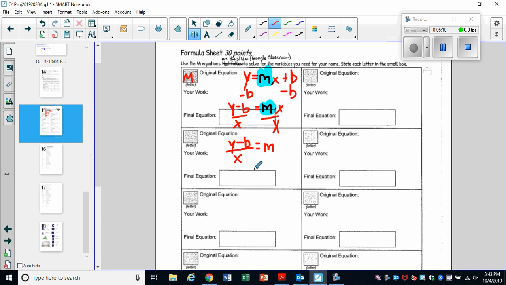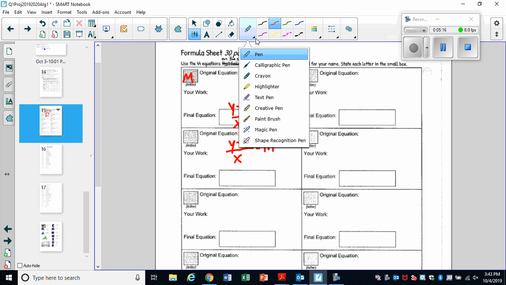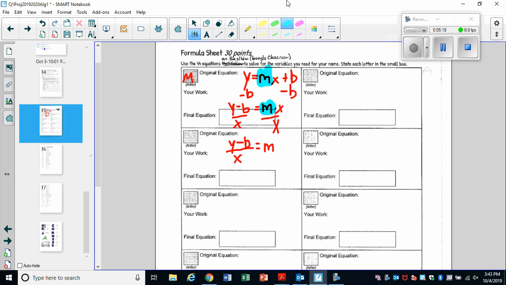Now again, you need to make sure your new variable m is isolated. In this case, you could have the m on the left side of the equal sign and y minus b over x on the right-hand side of the equal sign. That's fine too. The name of the game is to isolate the variable that is a letter which is a part of your name.